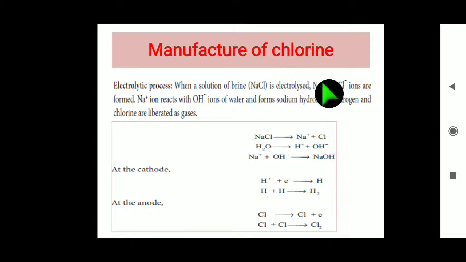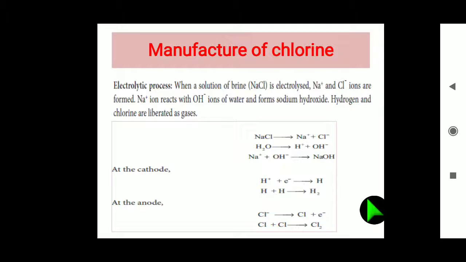Okay, manufacture of chlorine. It is an electrolytic process. When a solution of salt brine, sodium chloride, is electrolyzed, Na plus and Cl minus ions are formed. The Na plus ions react with hydroxide ions of water and form sodium hydroxide, hydrogen and chlorine. The gases are liberated. Okay, at the cathode side hydrogen gas is liberated. At the anode, chlorine gas is liberated.